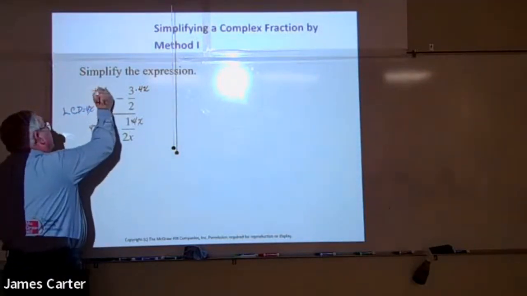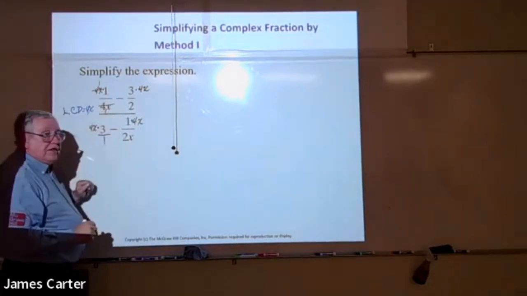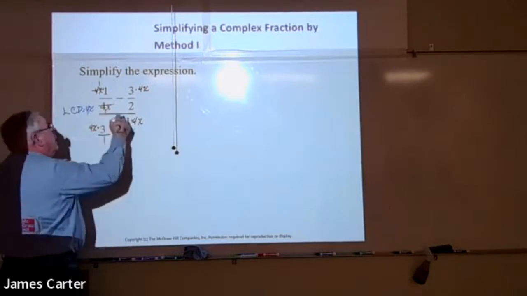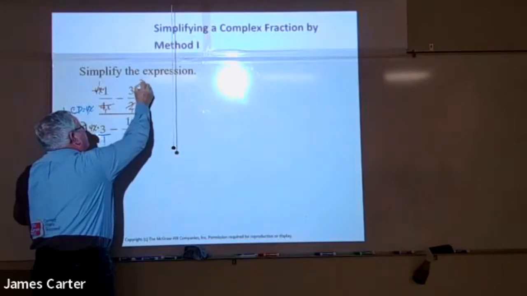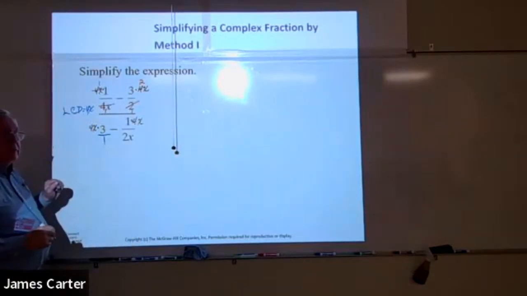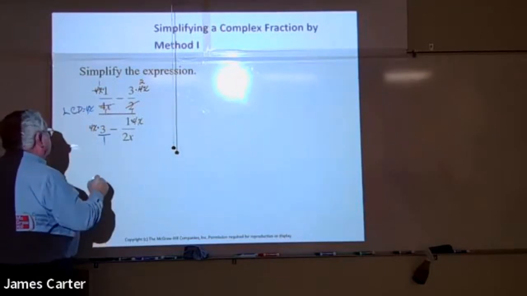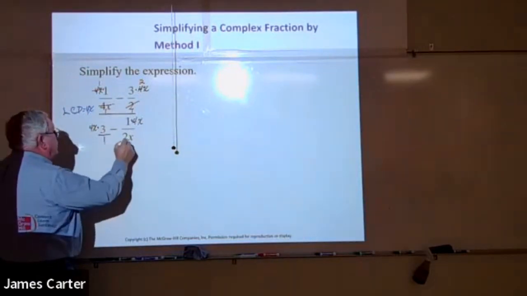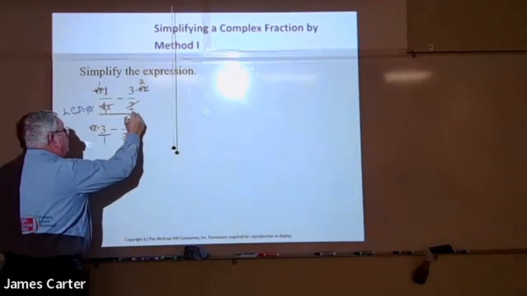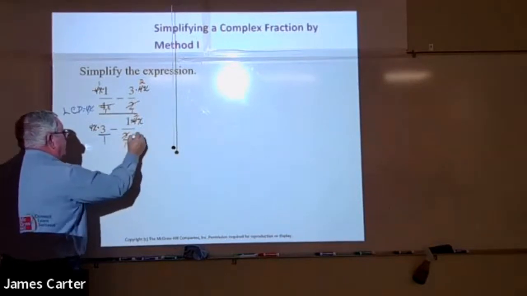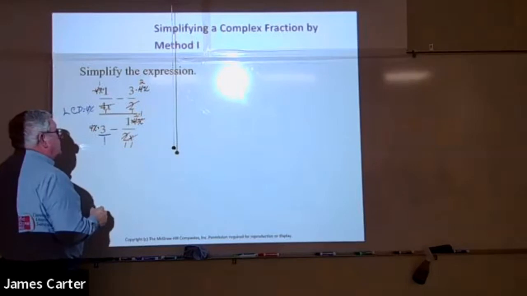Well, this 4x and that 4x cancel, leaving me a 1 for that denominator. This 2 canceled into that 4 2 times. 1 doesn't matter, so I've just got these. This 2x, the 2 goes into the 4 twice, and the x goes once into the x. So times 2 there.